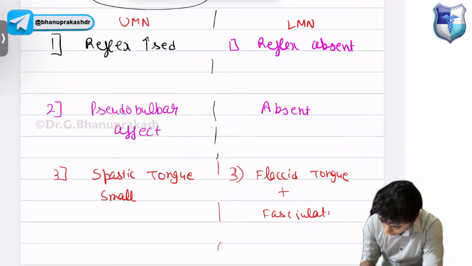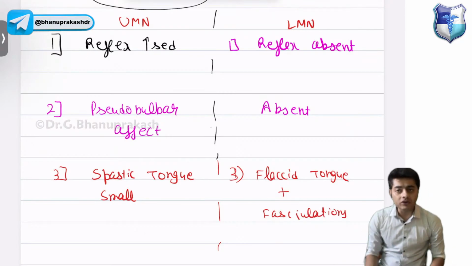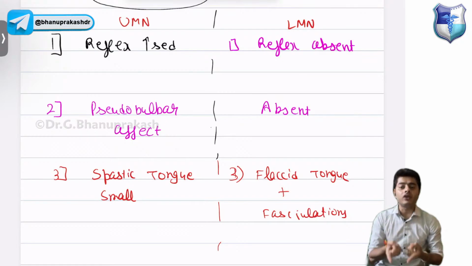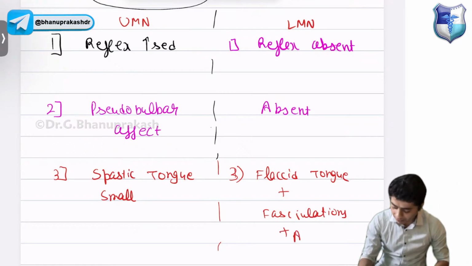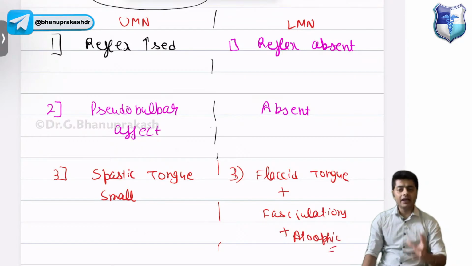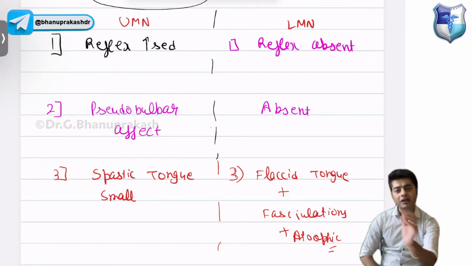So, if there is a patient and he opens his mouth and you can see fasciculation, it means it is a bulbar palsy. Within 1 minute, you can tell. Just see his tongue. If there is atrophy of the tongue, and if there are fasciculations present, it means it is a bulbar palsy.